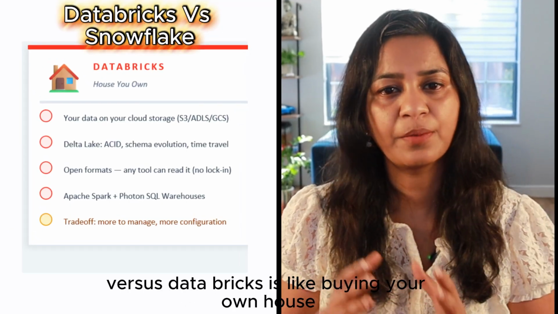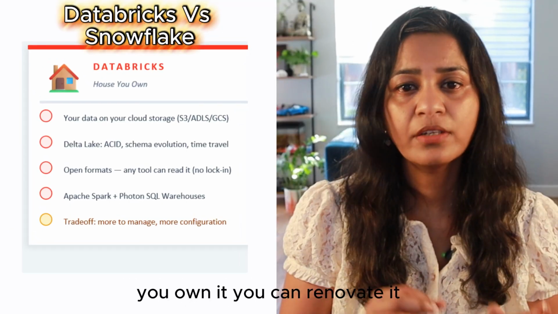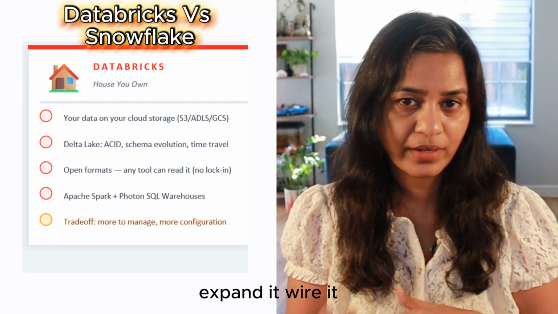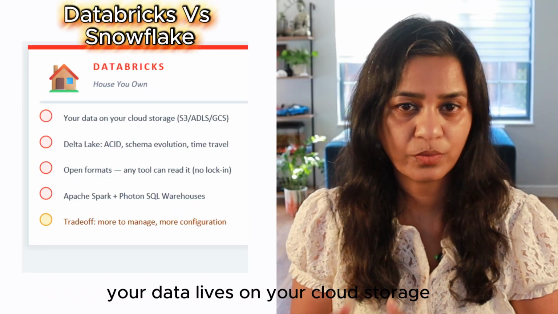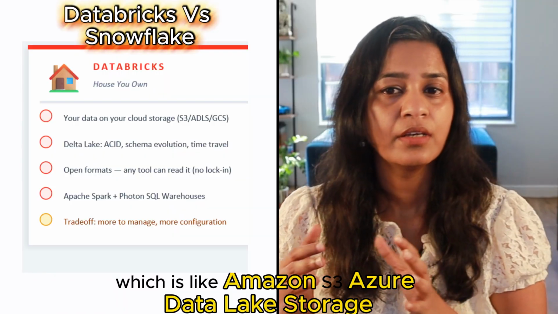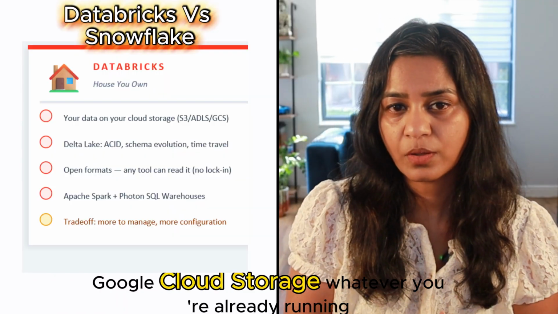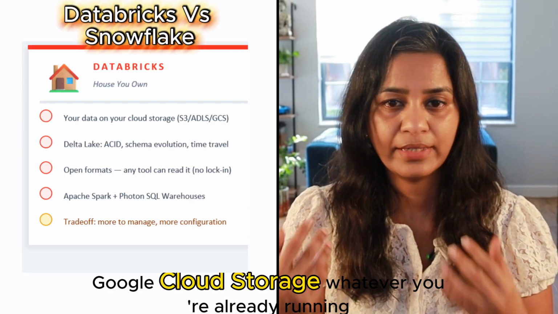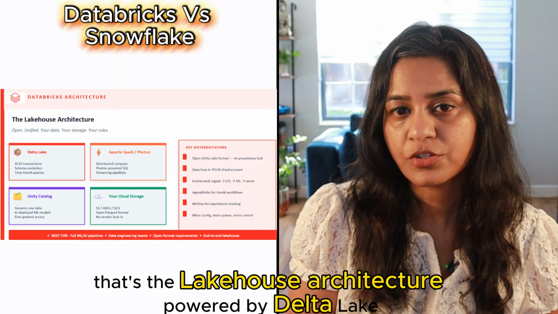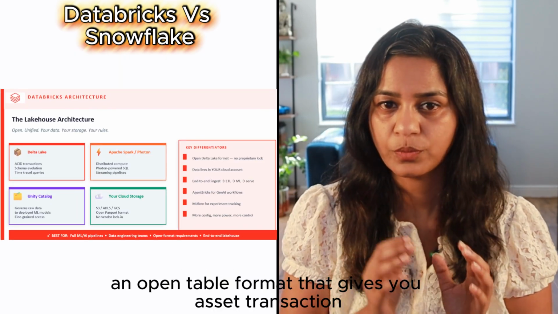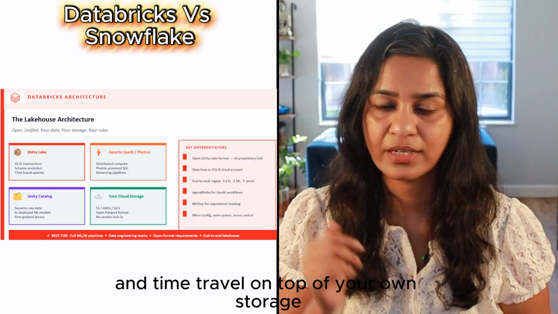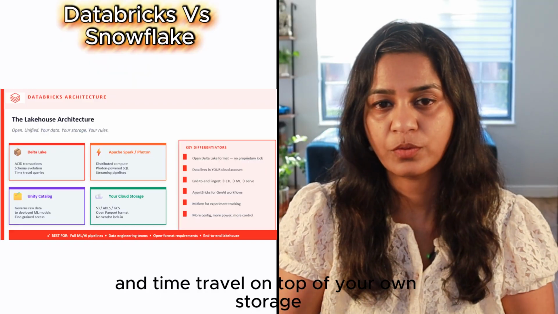Whereas Databricks is like buying your own house. You own it, you can renovate it, expand it, wire it however you want, and critically, your data lives on your cloud storage, like Amazon S3, Azure Data Lake Storage, Google Cloud Storage, whatever you're already running. That's the Lakehouse architecture powered by Delta Lake, an open table format that gives you ACID transactions, schema evolution, and time travel on top of your own storage.